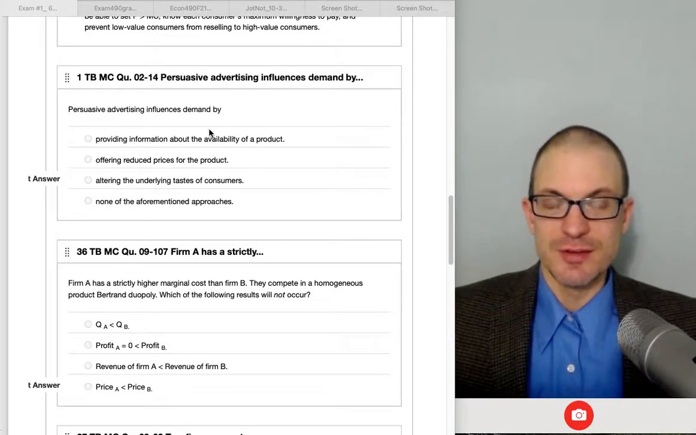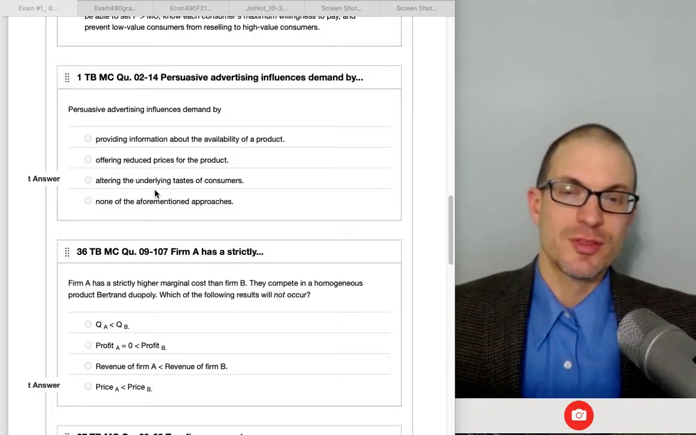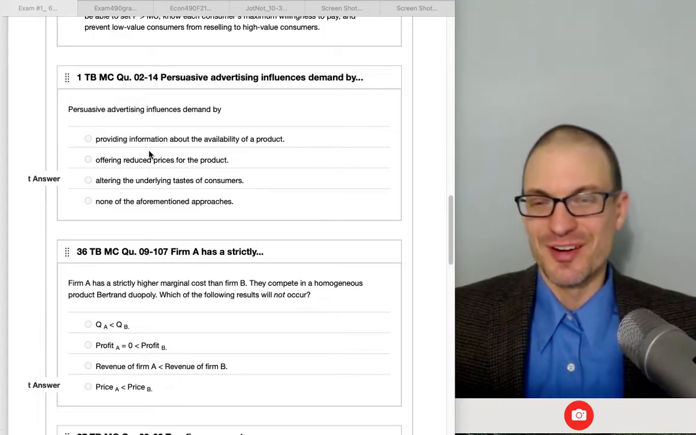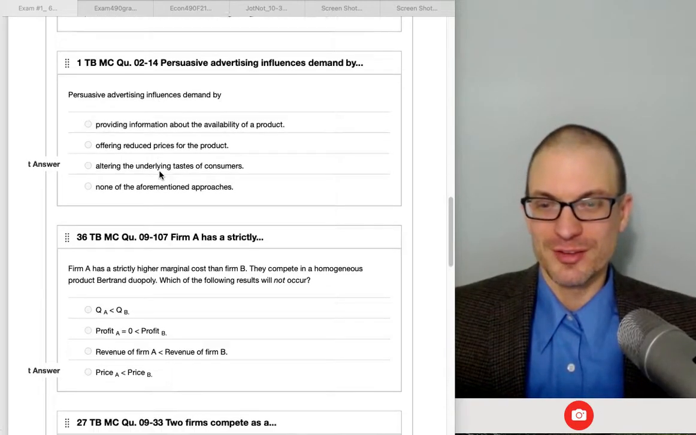Persuasive advertising influences demand by altering the underlying taste of customers, persuading them that they're going to be served by your product.